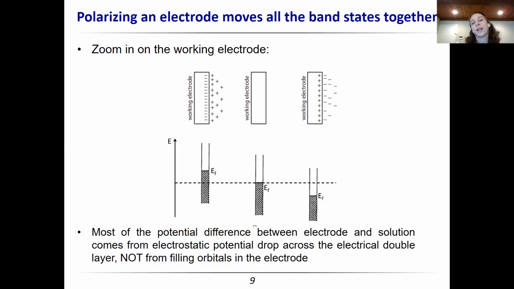And if I want to apply an oxidizing potential and polarize the electrode positively, similarly, I'm moving all of the energy levels in the band of the electrode down in energy together. So it's not a filling, unfilling, it's a shifting of all the energy levels. So keep that in mind.